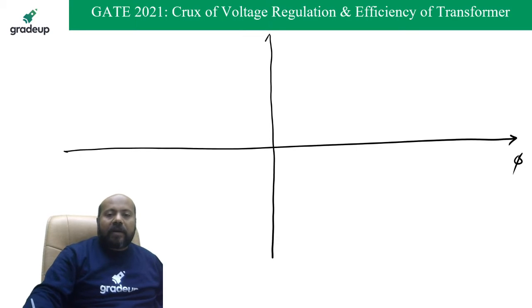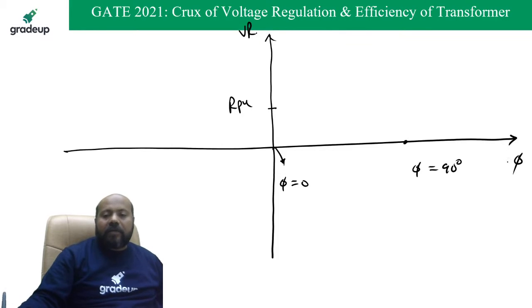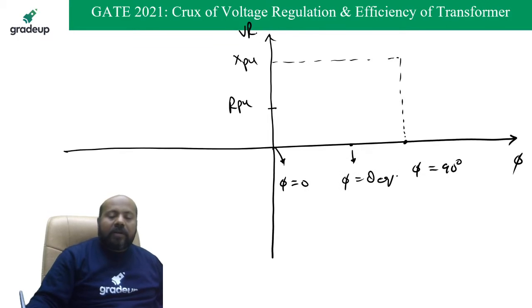This is the power factor angle and this is the voltage regulation. And if you see the variation at phi is equal to 0, you are getting the voltage regulation as R per unit. At phi is equal to 90 degree for the lagging load, you are getting the voltage regulation as X per unit. In between 0 and 90, one value is going to be maximum, for phi is equal to theta equivalent. And the variation is going to be something like this.